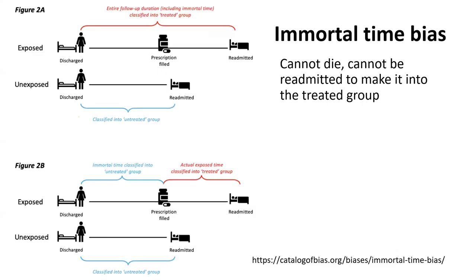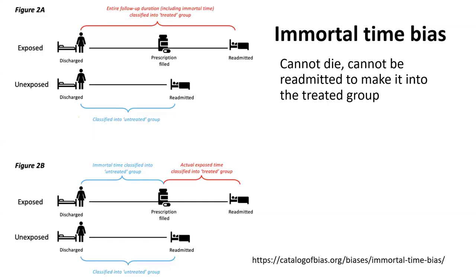Then you have, now this is more complicated, immortal time bias. Supposing you have two groups and you want to follow them up until some outcome occurs. In this example, you have two groups where people are discharged and one group is given a prescription which they have to get from the stores and start taking the medication.